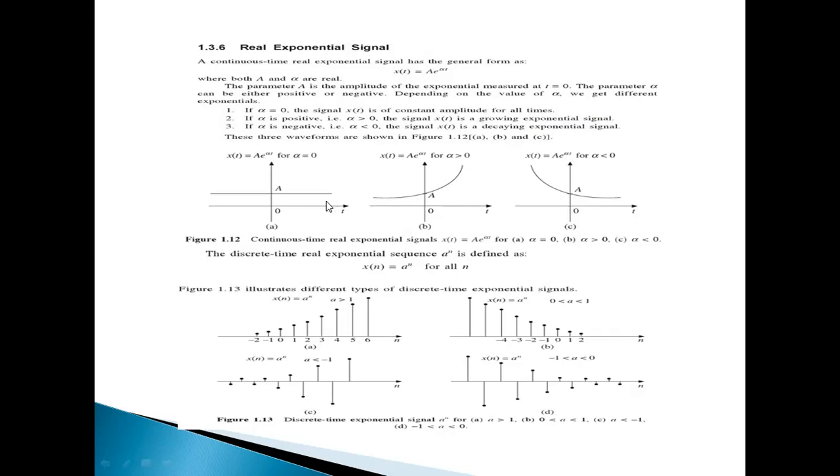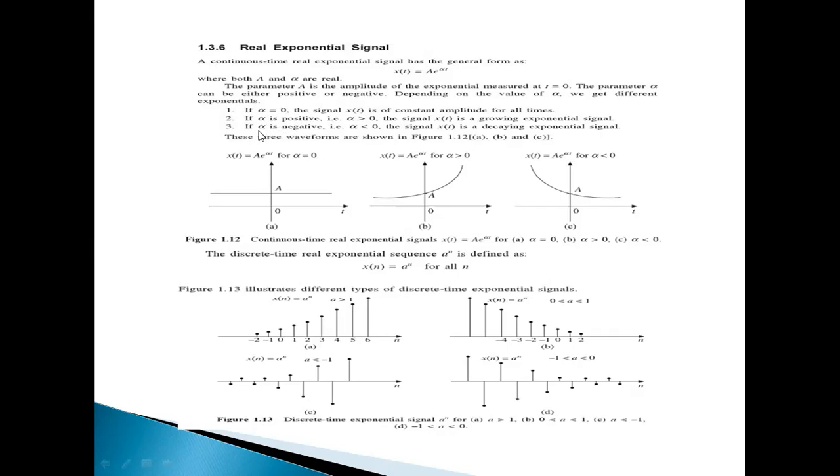Actually, the exponential signal is showing that at zero, the value is e power 0 into t, which is A. The amplitude is A. So it starts from here. Understood, my students? From A, it starts going exponentially for positive values.